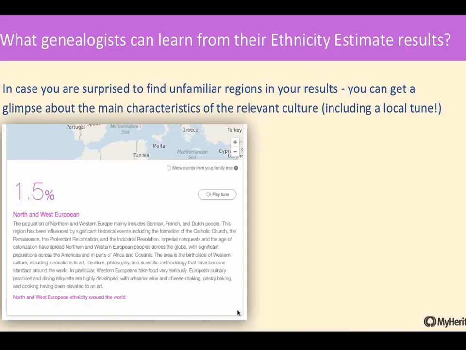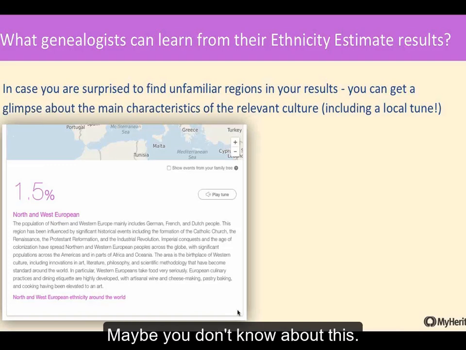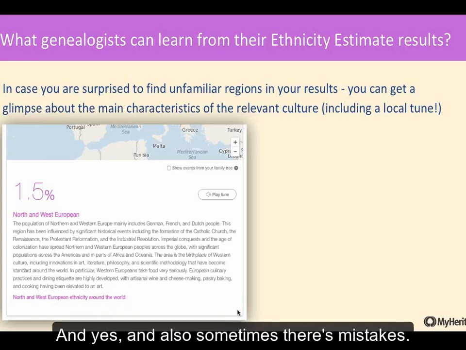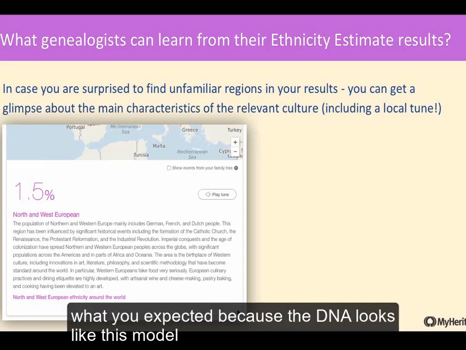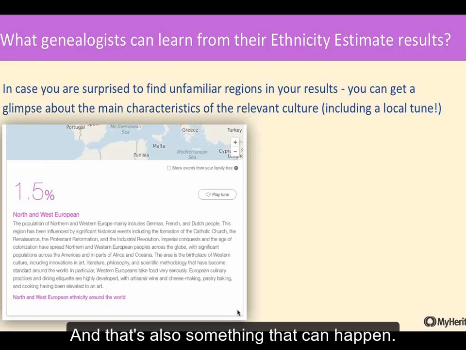It can happen. And also, maybe you are 3% Middle Eastern. That can happen. Maybe you don't know about this. Maybe many people don't really know their family history. And yes, also sometimes there are mistakes. Sometimes the ethnicity estimate is not exactly what you expected because the DNA looks like this model more than it does the other. And that's also something that can happen.